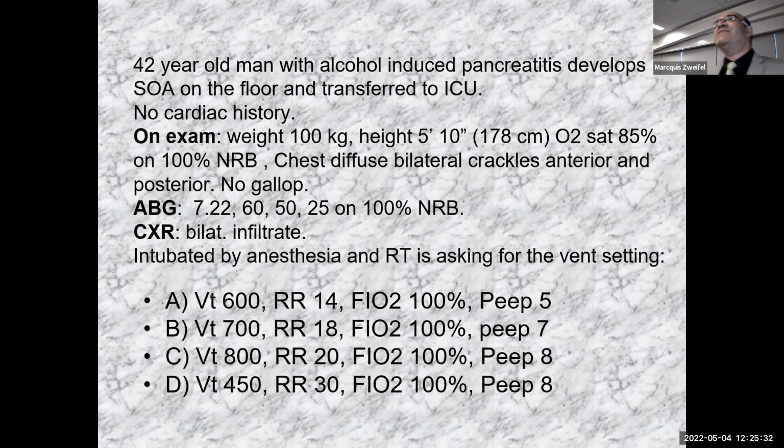450 with a fast rate to compensate for the small tidal volume for patients with ARDS. We need to start at 100%. He's starting 85% on 100%. So you need to start with 100%. Then you need to start with PEEP higher than 5. In any patient that you intubate for hypoxemic respiratory failure, start PEEP of 8 or higher. And I'll tell you in a few slides why. So don't start a patient with hypoxemic respiratory failure on PEEP of 5.